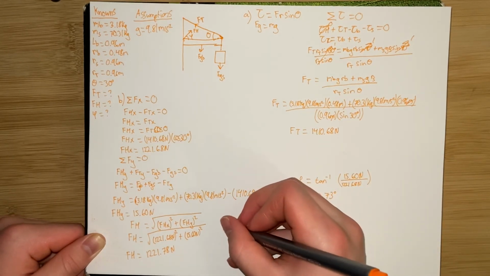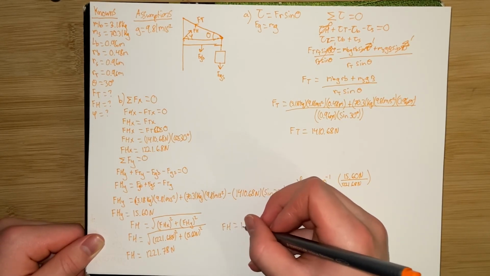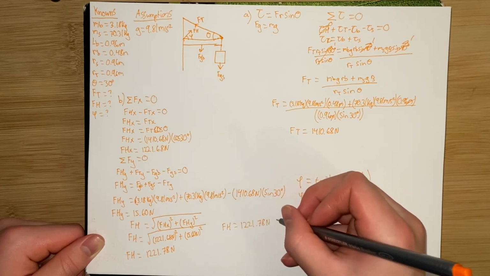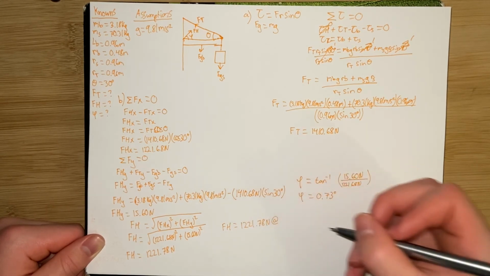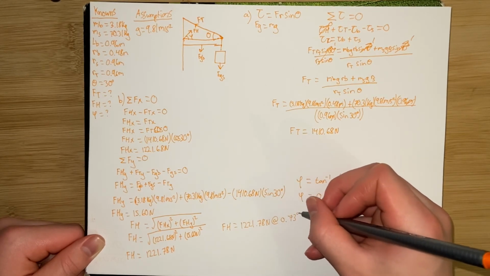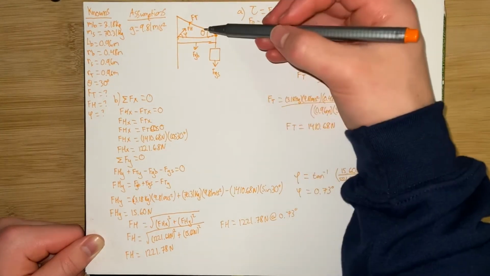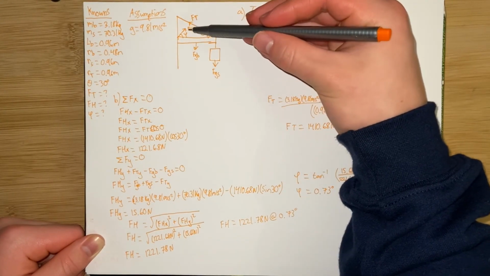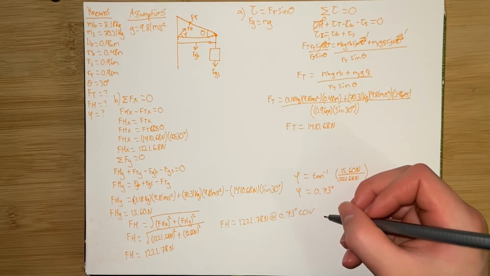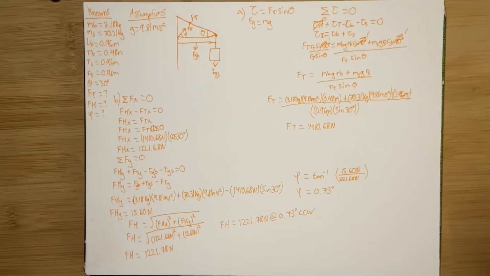Now let's look at this again. Force on the hinge is going to be equal to 1,221.78 newtons, and we're going to put the at symbol, 0.73 degrees, and if we're looking at this from a torque standpoint, we can say that it is acting in the counterclockwise direction. So this is how you solve a hanging sign question.